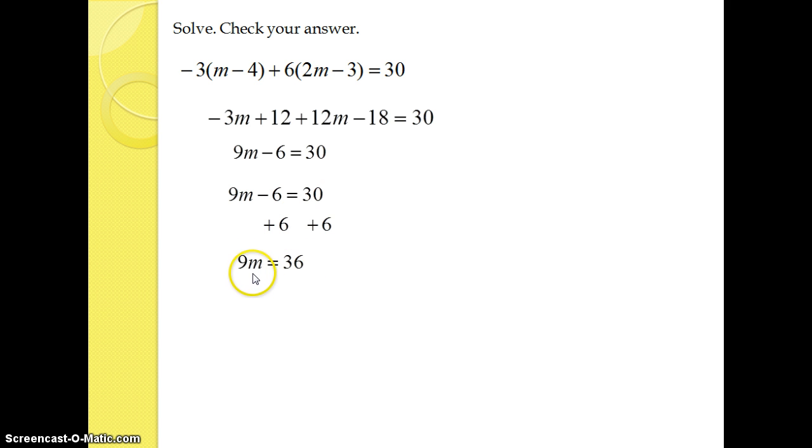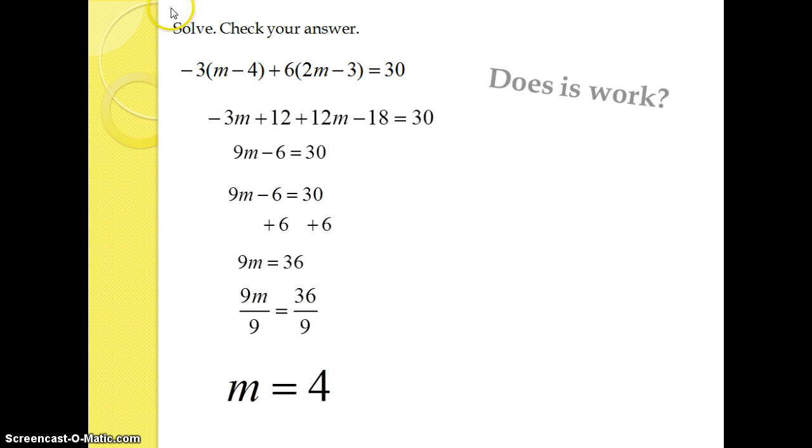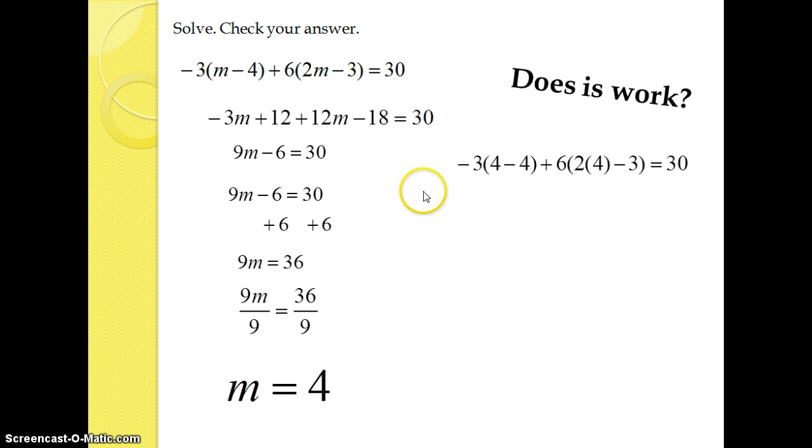9 times m, need to move the 9 away from the m, so I need to undo multiplication, so I'm going to divide. 9 divided by 9 is just m. 36 divided by 9 is 4. Does it work? Make sure you check your answer.